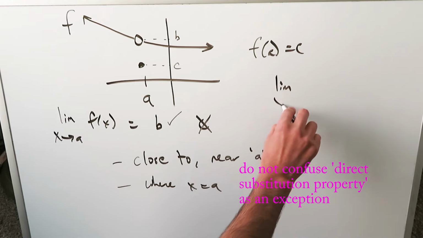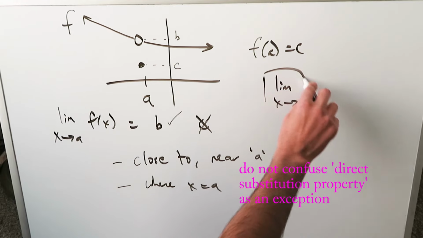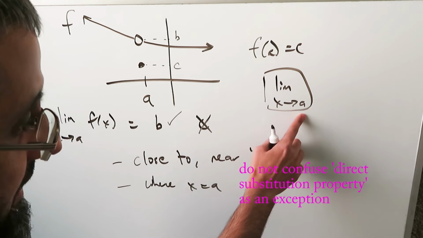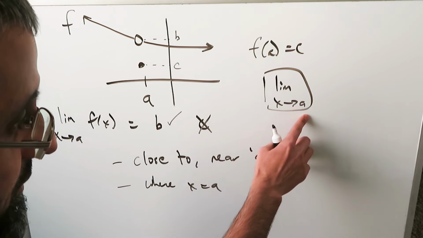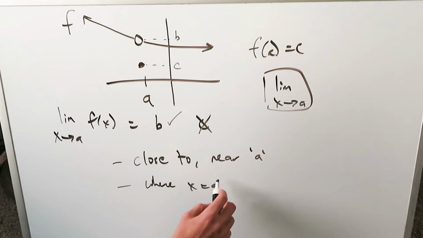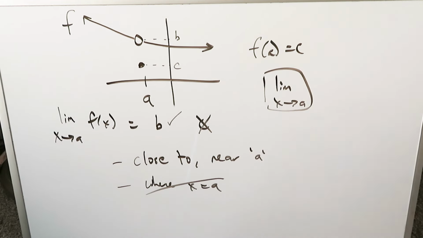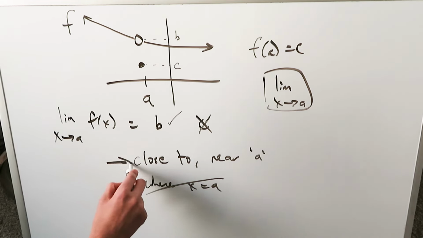Remember, limit as x approaches a means you are looking at values from the left and from the right, near to, close to x values approaching a, but not where x is equal to a. That's not how you're going to do it. This is the means by which you're going to do your limit evaluation.